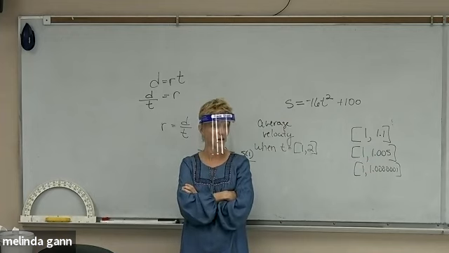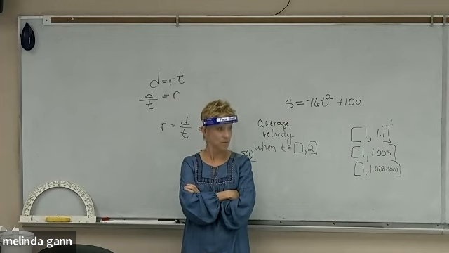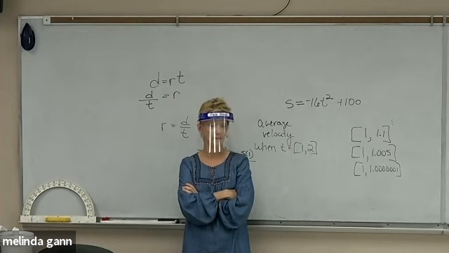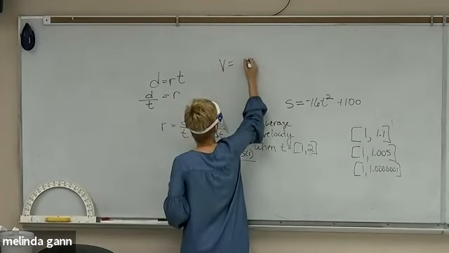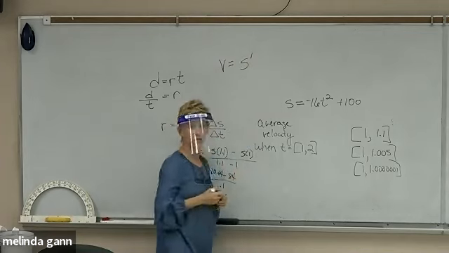What's that the definition of? The limit, as something's approaching 0, what's that going to be the definition of? Derivative. Velocity is just going to be the derivative of position.